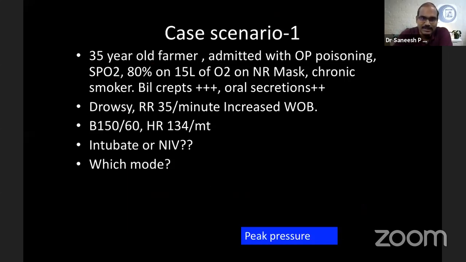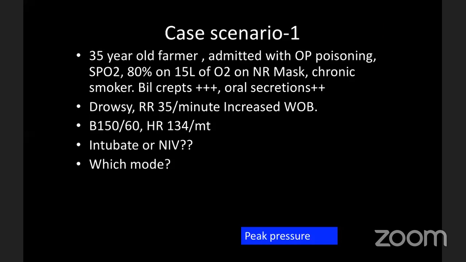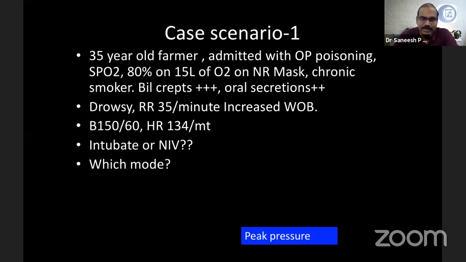Listen to the scenario because it's a comprehensive view. A 35-year-old farmer admitted with organophosphorus poisoning, saturating 80% on 15 liters of oxygen on a non-rebreathing mask. He is a chronic smoker. On examination, you find bilateral crepts and oral secretions. In organophosphorus poisoning you get a lot of secretions and sweating due to the cholinergic predominance. The patient neurologically is drowsy, very tachypneic at 35 breaths per minute, with increased work of breathing. You can find the accessory muscles also working.